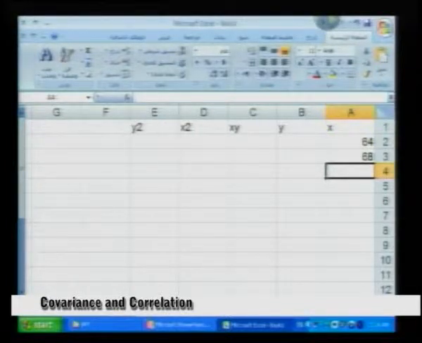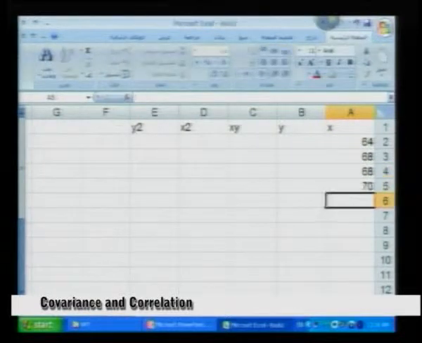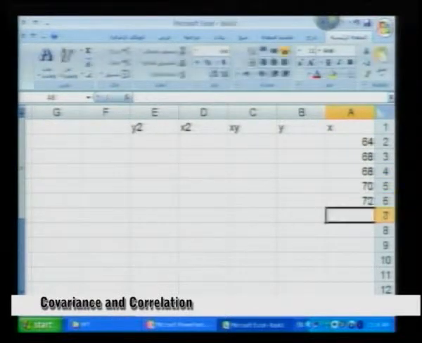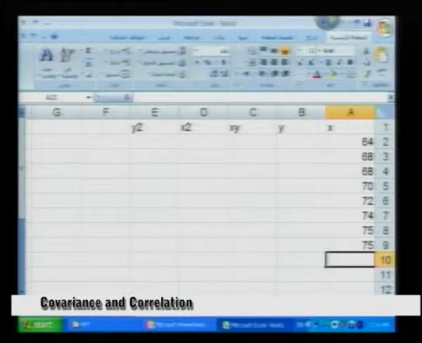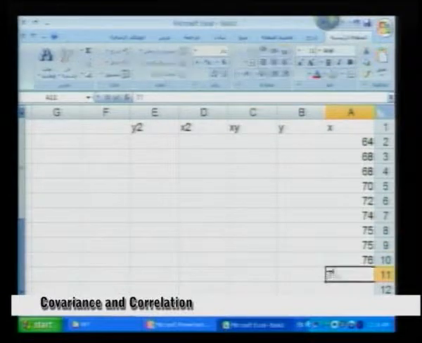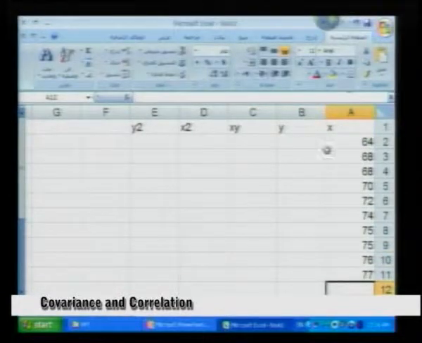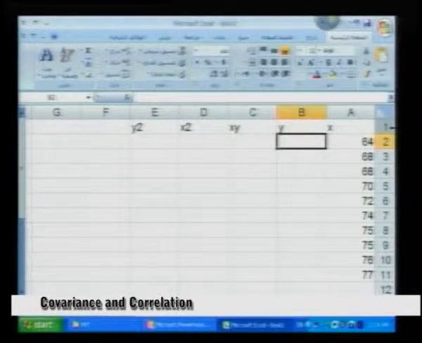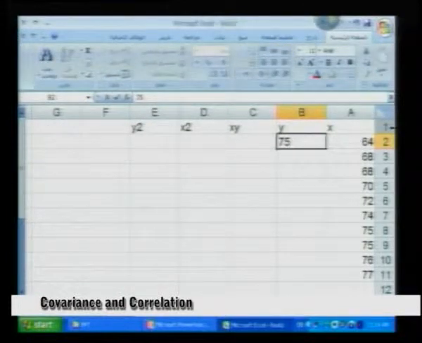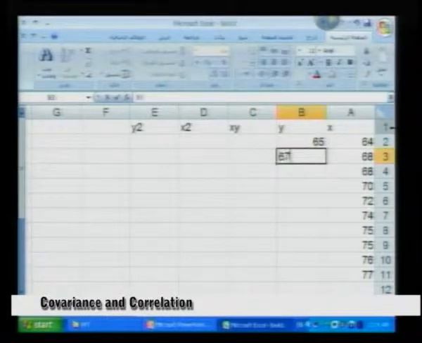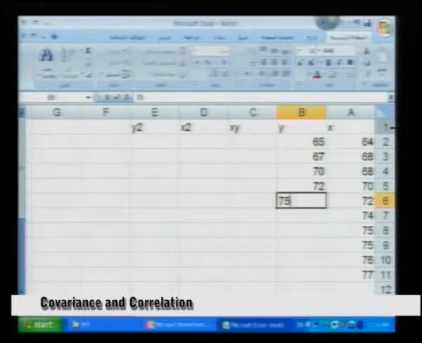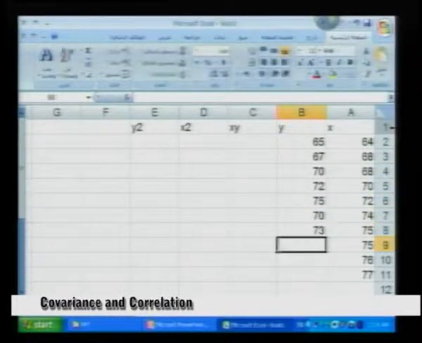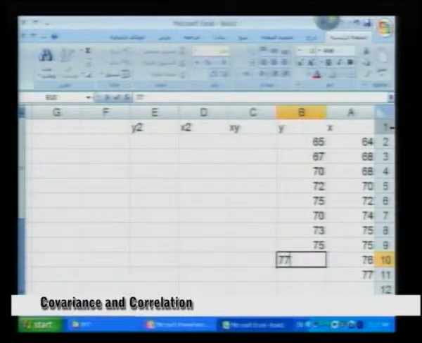Number one, 68. 74, 75, 76, 77. So those are the values of x. Y values: 65, 70, 65, 67, 70, 72, 75, 70, 73, 76, 77, 76.